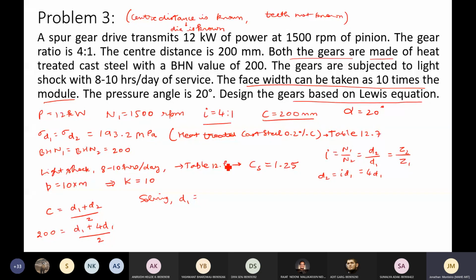80. Yeah, correct. d1 is 80 mm and consequently d2, which is 4 times of that, is 320. Yes, d1 is 80, d2 is 320. So we immediately came to a value. Now since we know d, there is no confusion in finding out what is velocity, what is velocity factor and so on. So all those things will be directly known to us or fixed values to us.